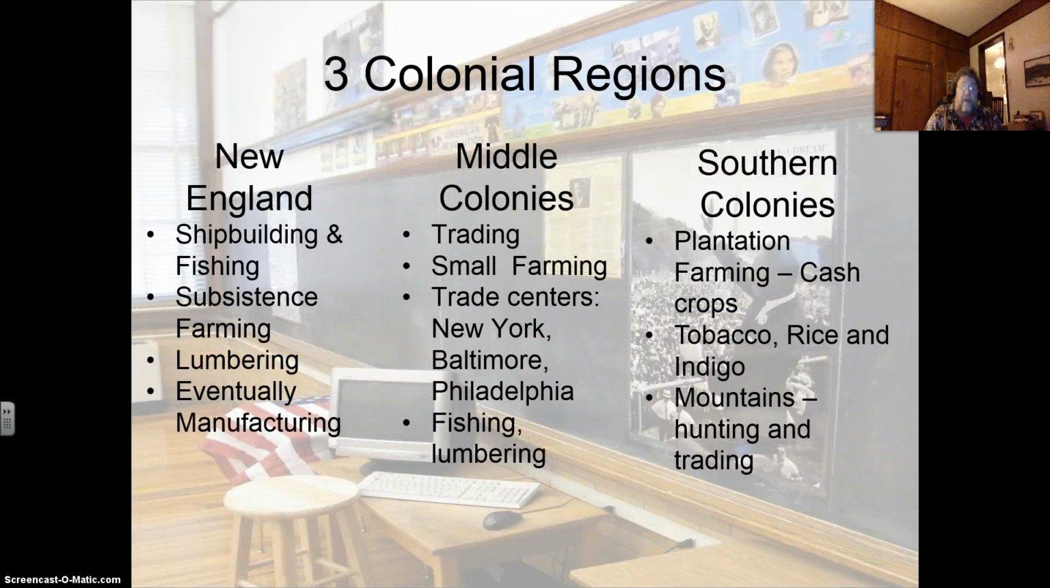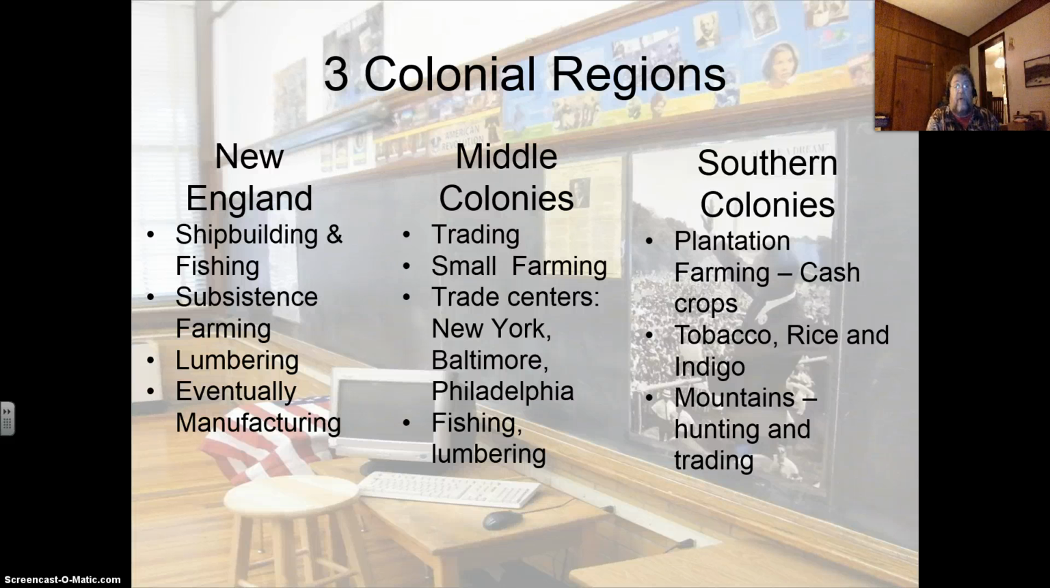Here is greater detail of what happened in these colonial regions. In New England: shipbuilding, fishing, subsistence farming up north, that's farming for one's family and friends, lumbering, and eventually manufacturing, because of the bitter cold winters and short growing seasons. New England would be ideal for manufacturing because people could do the work indoors.